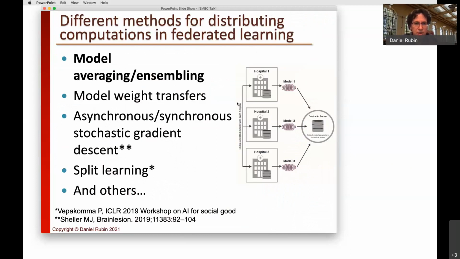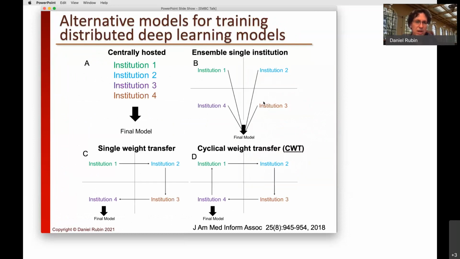There are weight transfer methods and other methods, which I don't have time to go into in this talk, but I have references. There are many ways of actually doing this, and they have an impact on the final result compared with what the model would have been if you trained with centralized data. So you don't necessarily get the best performing model by simply picking any particular one of these. You need to actually study them. And we've been doing that.